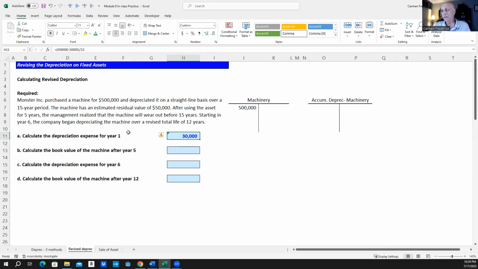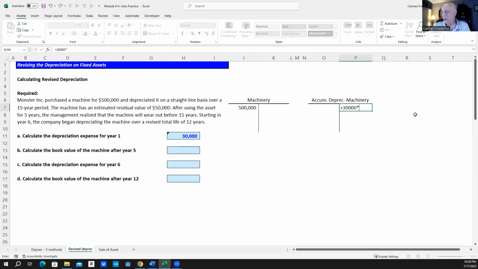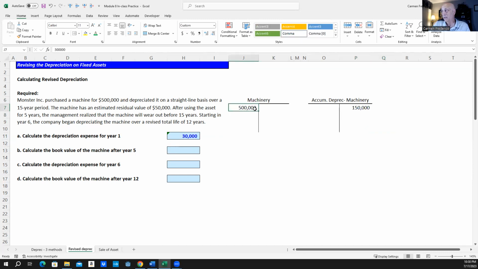Okay. So after 5 years of depreciating this asset, debiting depreciation expense, crediting accumulated depreciation, we have in the accumulated depreciation contra asset account $30,000 times 5 years, or $150,000 as a credit balance. Okay, so the book value is going to be the cost minus the accumulated depreciation. So it's going to be the $500,000 minus the $150,000, or $350,000 is the book value at the end of year 5.